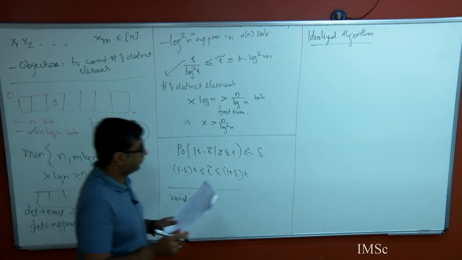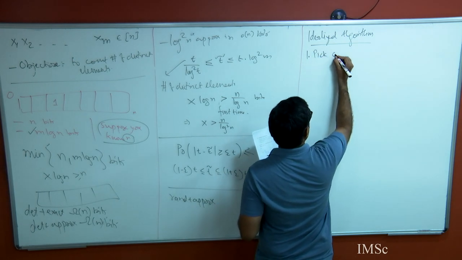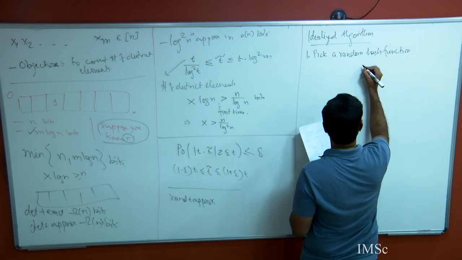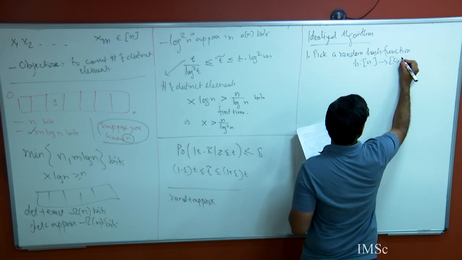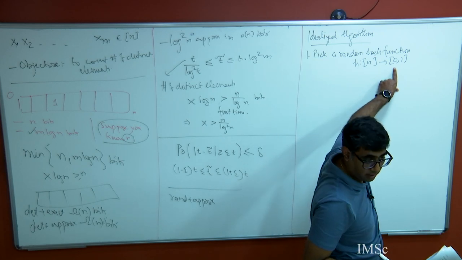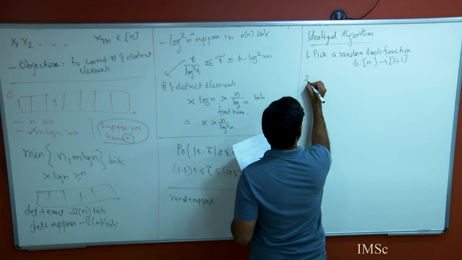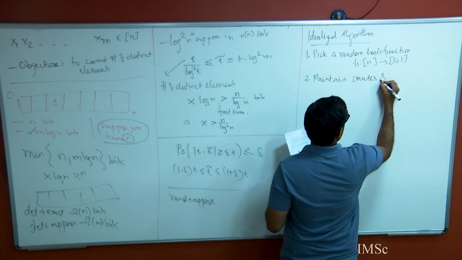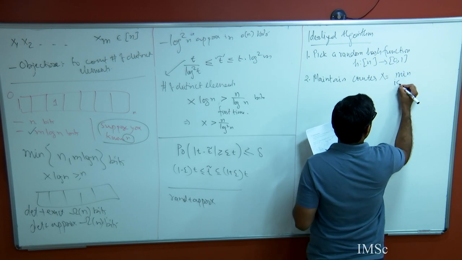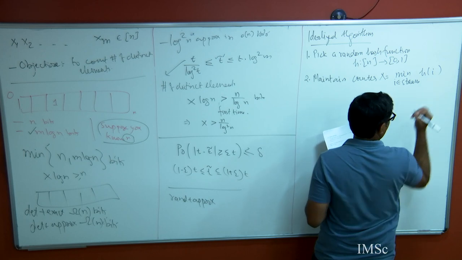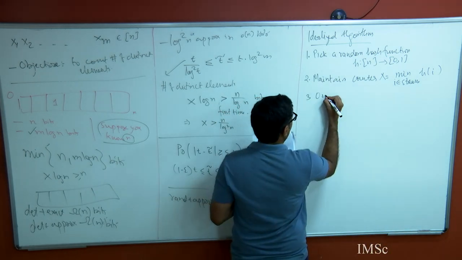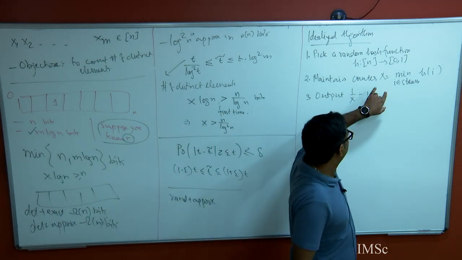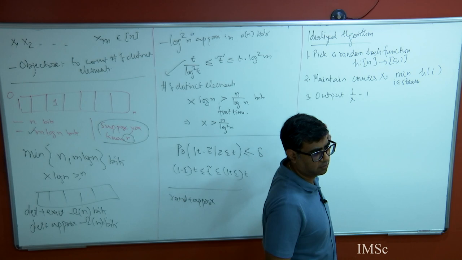So this idealized algorithm was: pick a random hash function h from n to 0, 1, where I treat 0, 1 as a real line. And what do I maintain? I maintain the min hash, a counter x equal to the minimum over i in the stream of h_i. And third, output 1 over x minus 1. This is also called min count, or if you look at Google, min counter or something.